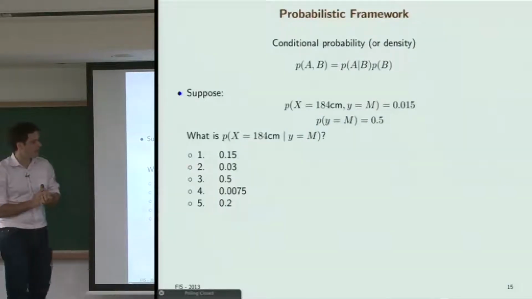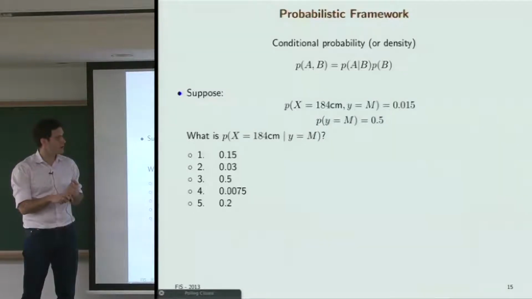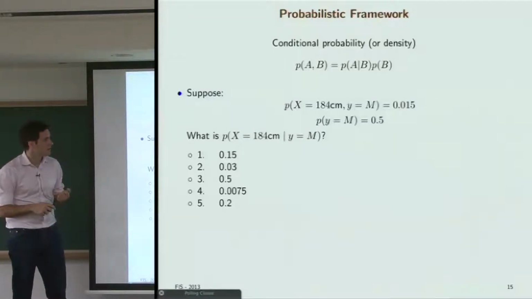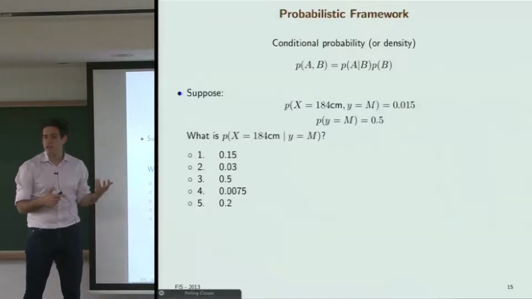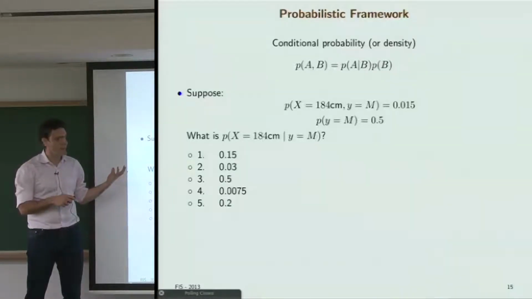So let me just ask you, just to check that you have elementary knowledge in probability. You all know, I think, the conditional probability formula, which is that for two events A and B to happen together, you can compute their probability of happening together as the probability of A happening, knowing that B has happened, times the probability of B itself.